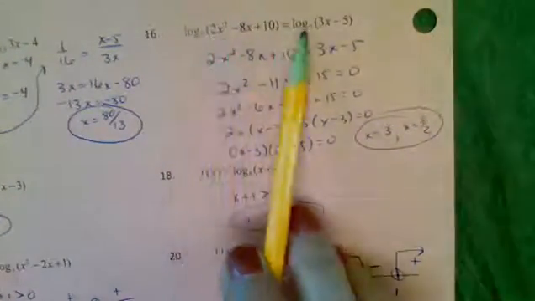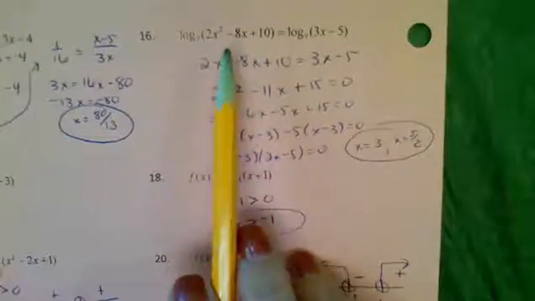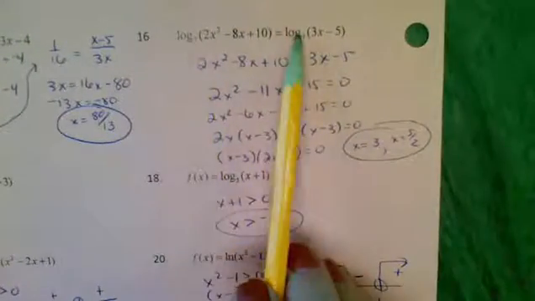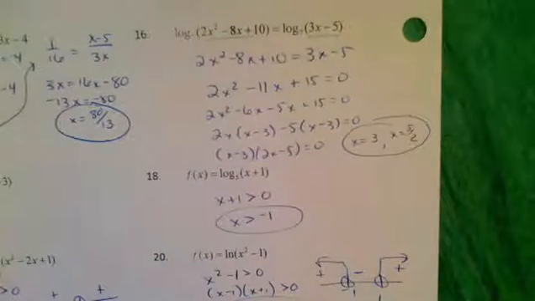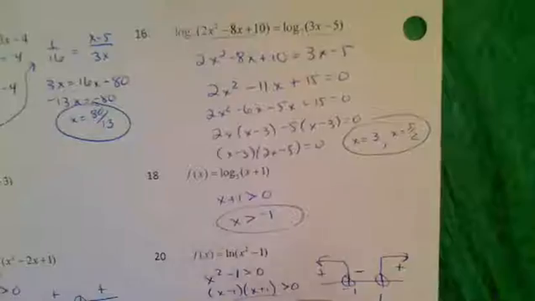Number 16 already was 2 logarithms set equal to each other, so that's the second kind of equation you have. As long as the bases are the same, if the logs are equal, then what you're taking the logs of have to be equal. So I set them equal as a quadratic, and I solved it.